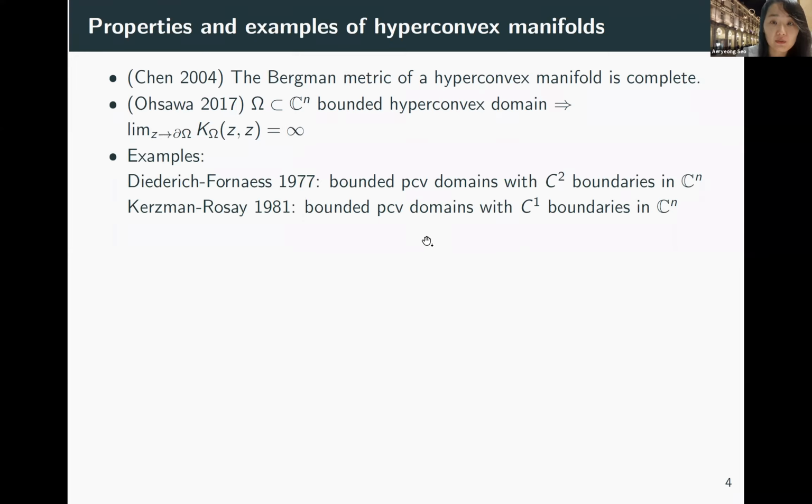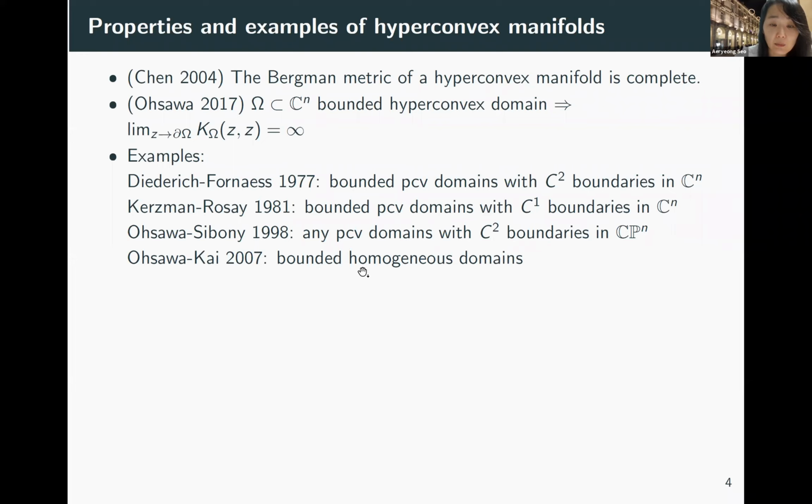Here are some examples of hyperconvex manifolds. Diederich and Fornaess showed that any bounded pseudo-convex domain with C2 boundary should be hyperconvex. And later, Kerzman and Rosay reduced the regularity of the boundary to C1. And Ozawa and Shibuya showed that any pseudo-convex domain with C2 boundary in complex projective space should be hyperconvex. And bounded homogeneous domains are also hyperconvex. And recently, Deng and Fornaess gave several fiber bundles over complex manifolds which are hyperconvex with interesting properties.